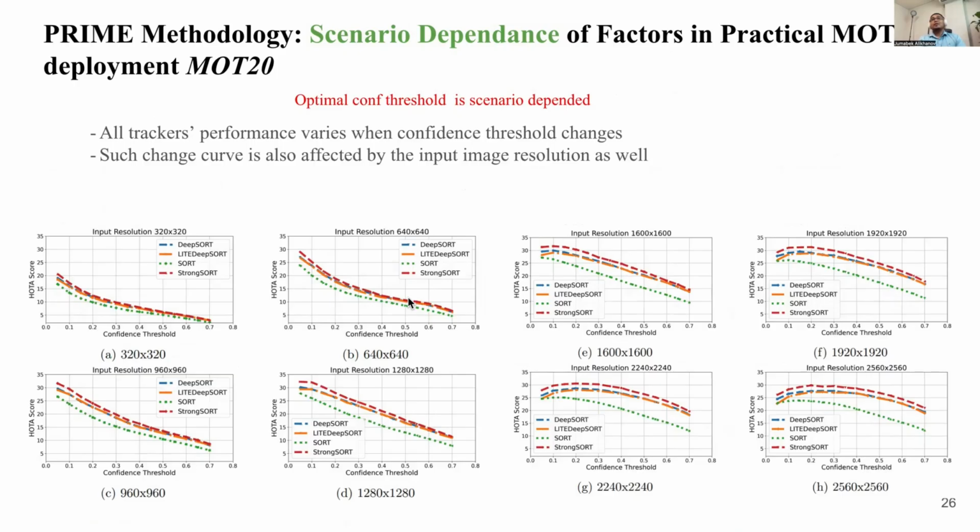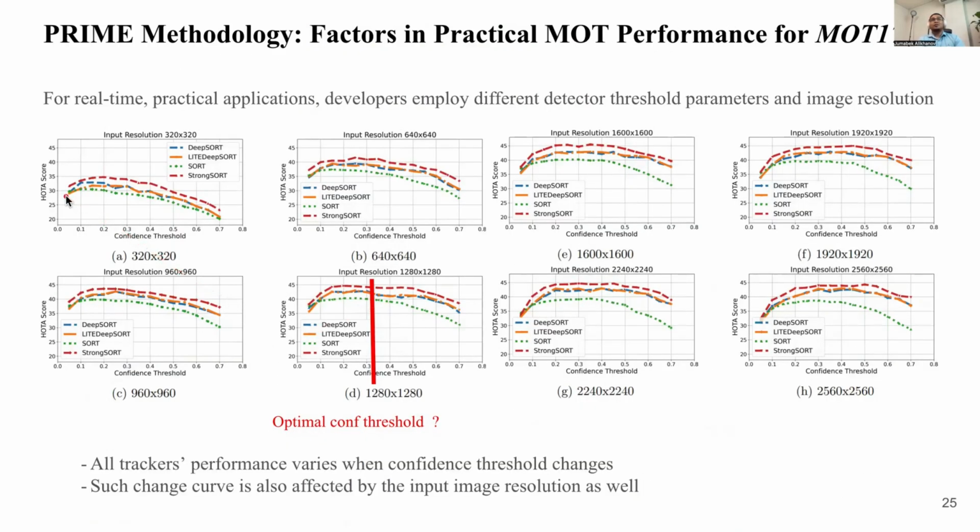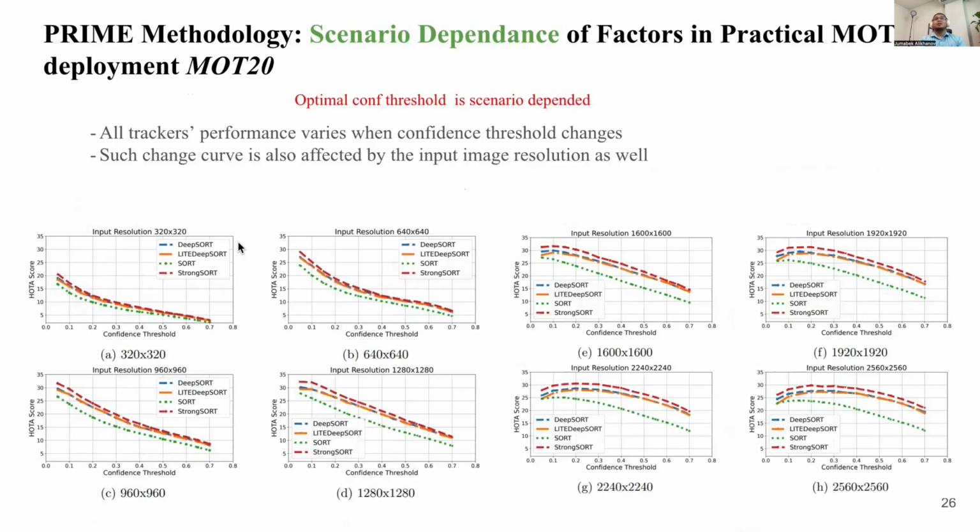Right, so another thing is it's scenario dependent. If you see here, it was going like this, kind of curvy, right? I mean, it goes up and goes down. But here it's a little different, right? This is at a certain threshold, maybe at a certain resolution, maybe really large resolution, this is happening. But at lower resolution, the low confidence threshold is always better.